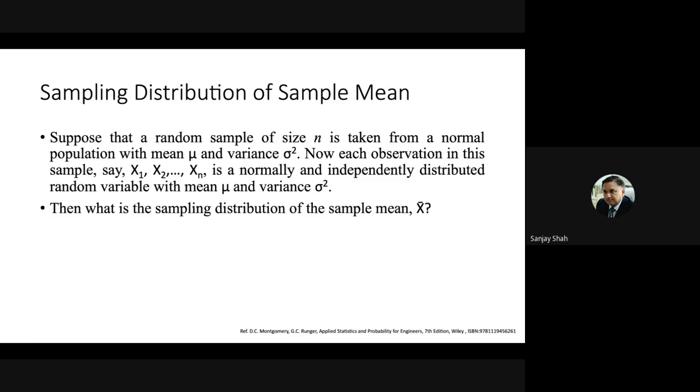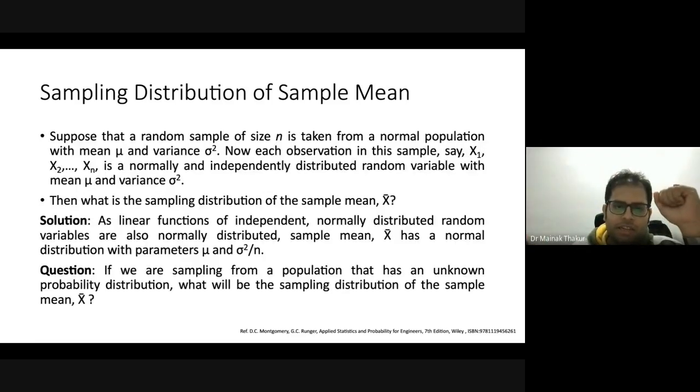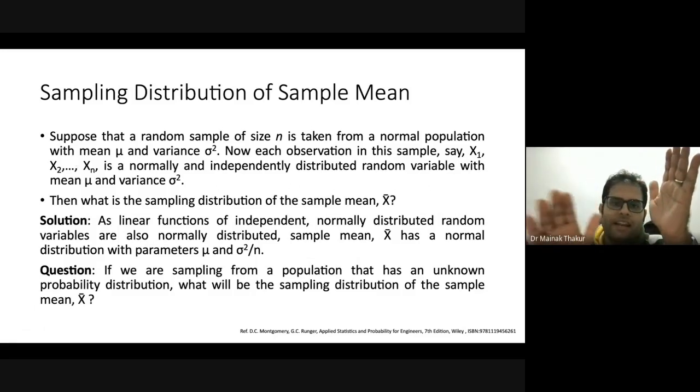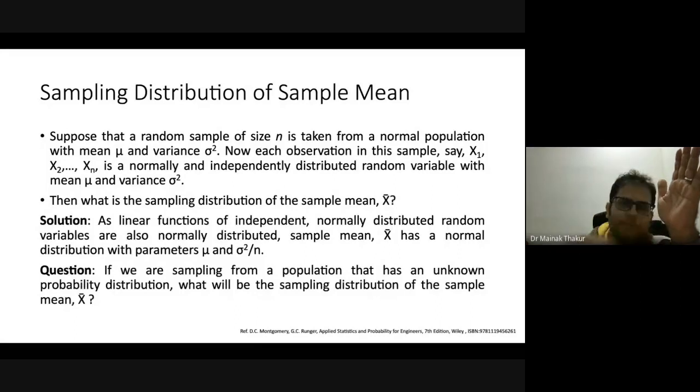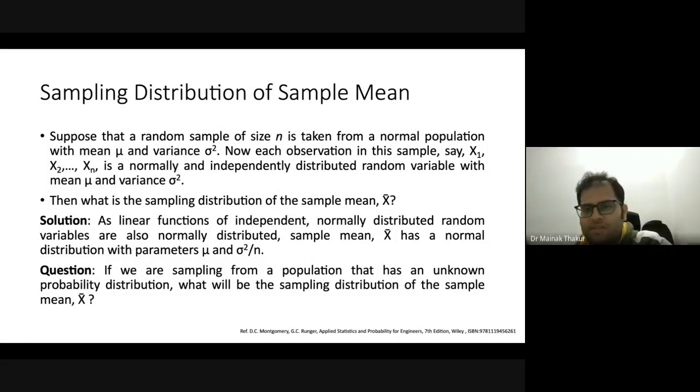Mean will be mu because it is easily derived, though I have not derived it here. Expectation of x1 is mu, expectation of x2 is mu, expectation of xn is mu. So if you take x1 plus x2 plus xn by n, the expectation of this value will also be mu, because expectation is linear. It's very simple.